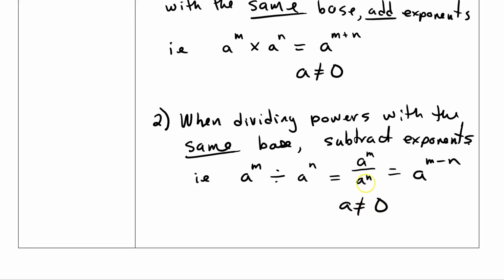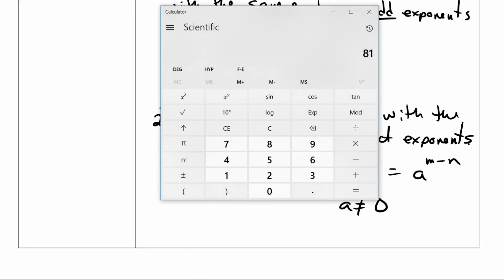Now the reason why a cannot equal 0 in this case is because if I put a 0 here, it would mean that the denominator would be 0. And we'd have a 0 over 0, and that's not good. Try putting that into your calculator, okay? Say 8 divided by 0. Cannot divide by 0.